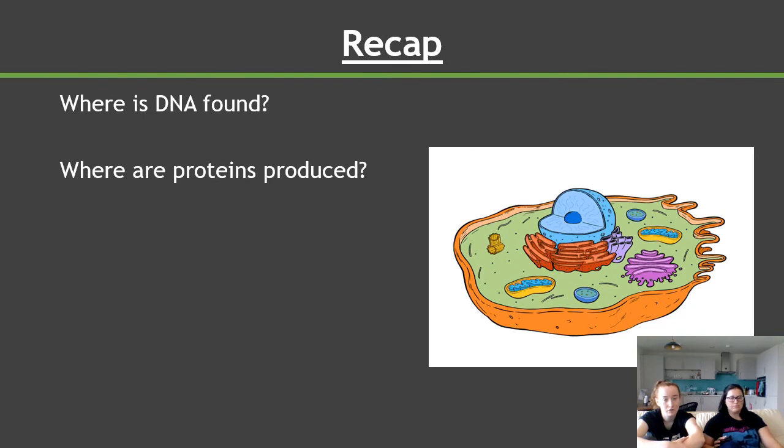Okay, so recap on stuff again. You should already know, where is DNA found? It is found in the nucleus of a cell. In all the cells that have nuclei, that is where the DNA is. Proteins, they're not produced in the nucleus. They are produced in the ribosome. Those little dots just floating about the place. So really, really important you remember this fact. DNA in the nucleus, proteins are produced in the ribosomes. 2 very different places. Bit of an issue here.